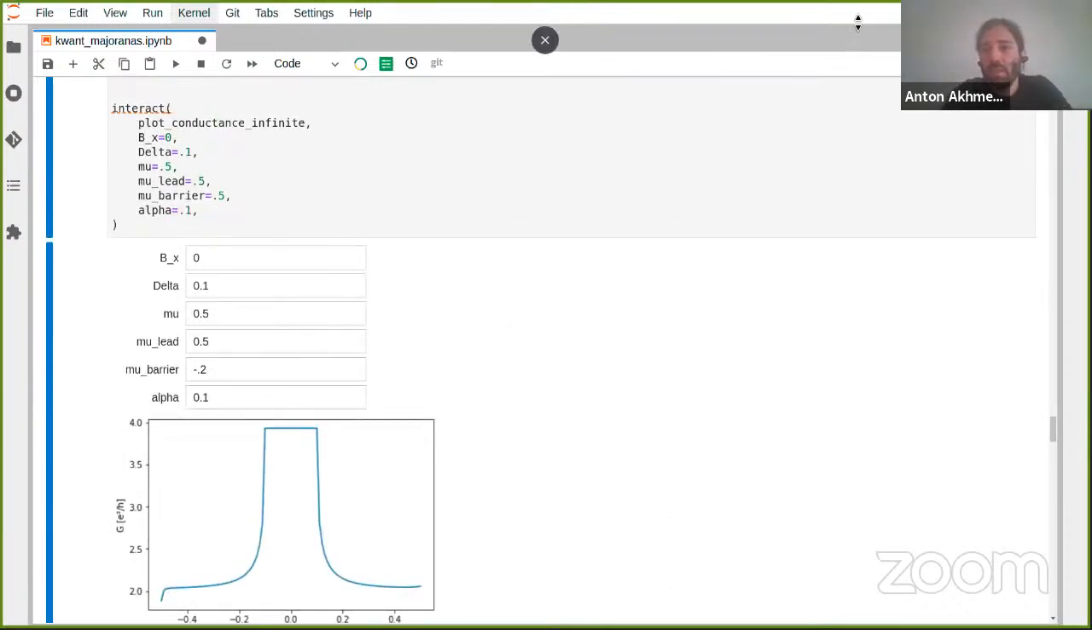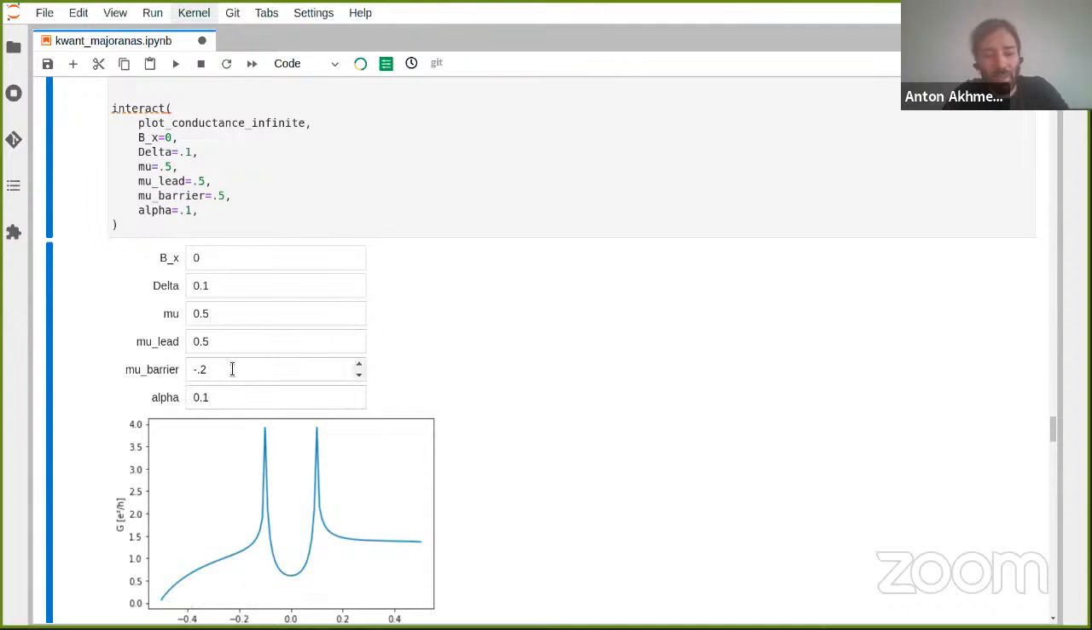All right, the calculation is done. So now we see once we introduce the barrier, the conductance at zero energy is dropping. Let's make the barrier even a bit stronger, 0.5.